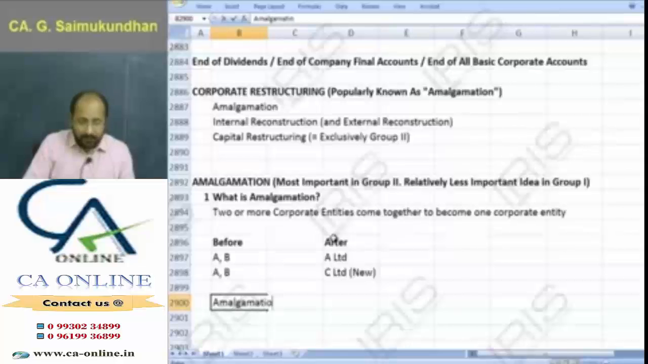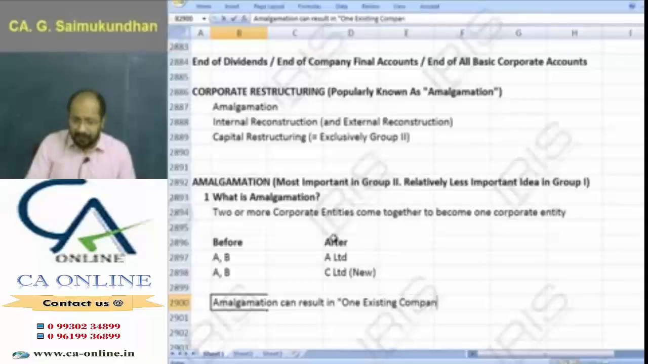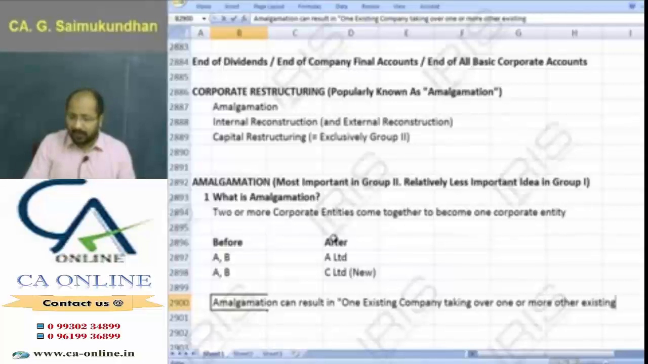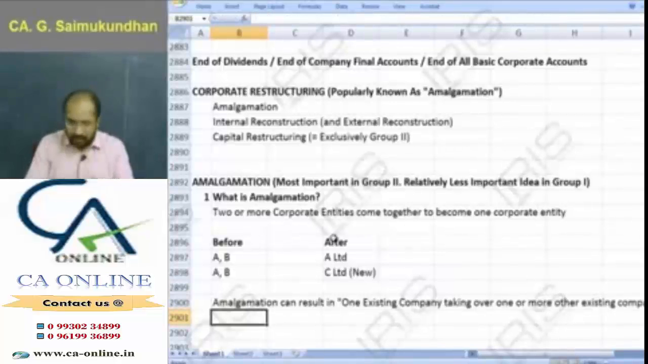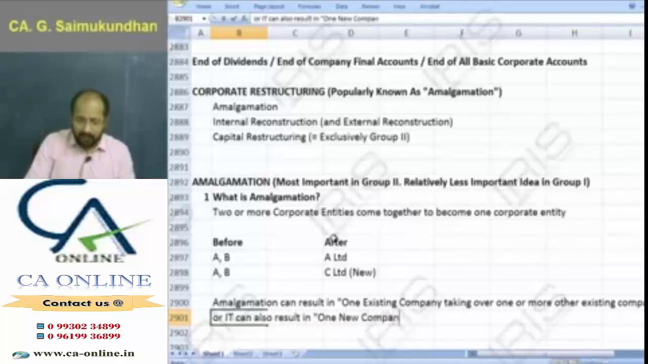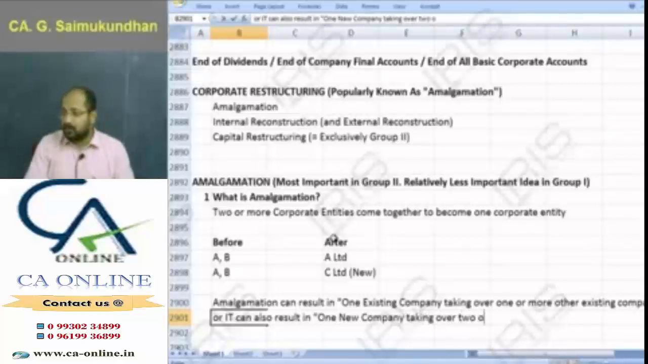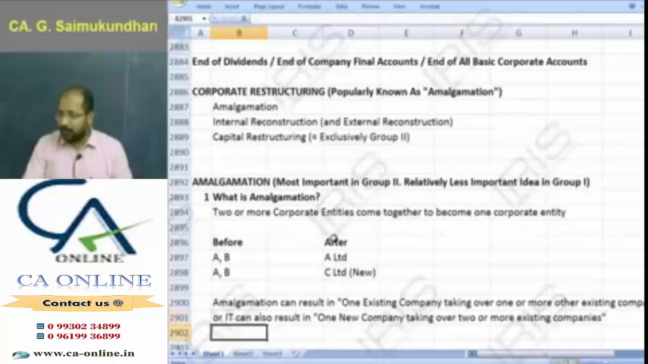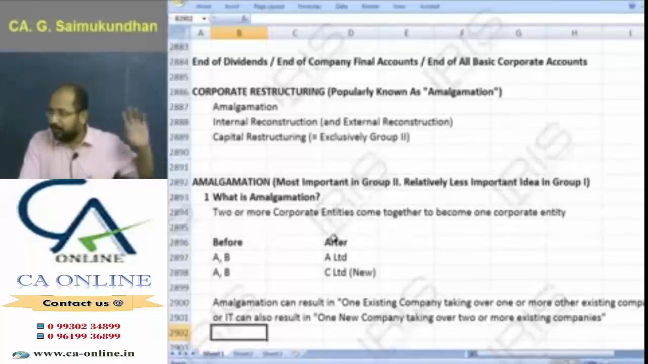So amalgamation can result in one existing company taking over one or more other existing companies. Or alternatively, it can also result in one new company taking over two or more existing companies. Are you able to follow here? Amalgamation can happen not just between two existing companies. There is always a buyer, but the buyer need not always be an existing company. The buyer can also be a new company that is being formed.